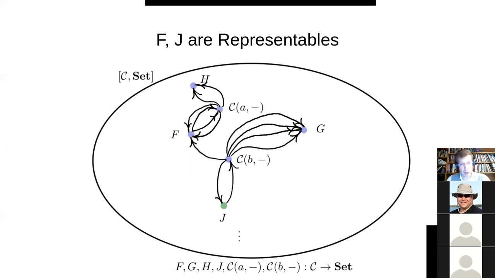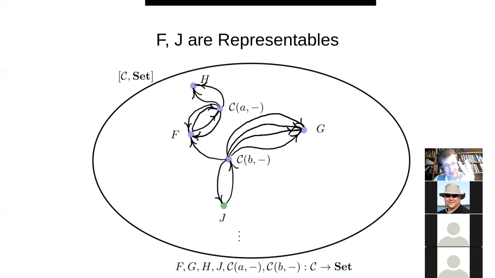So if these are functors, what are these morphisms between them? What are structure preserving mappings between functors? Can anyone say what they are? There's two words in it. Natural transformations. What's a structure preserving mapping between one functor and another?